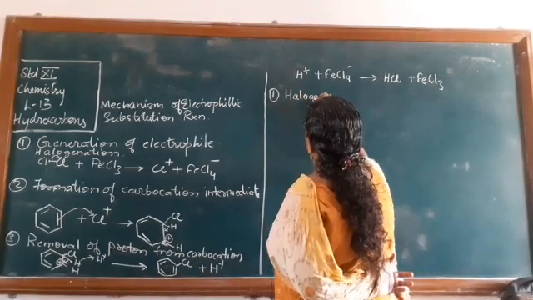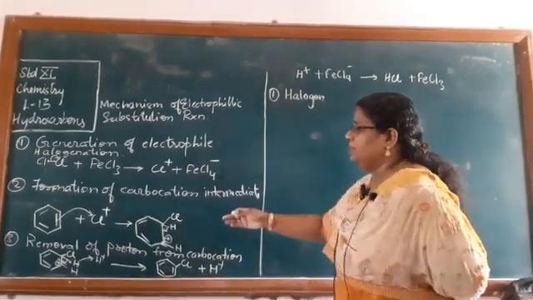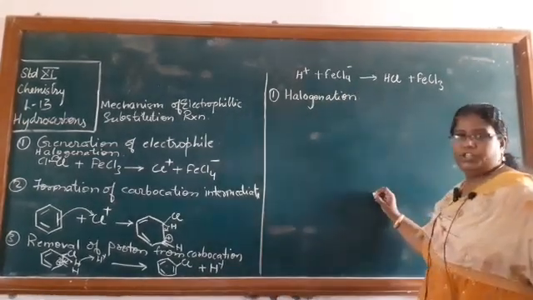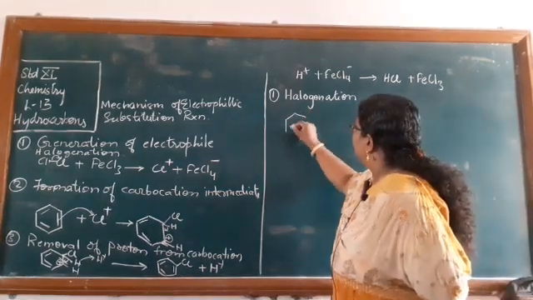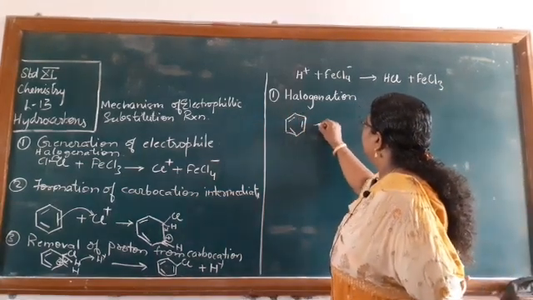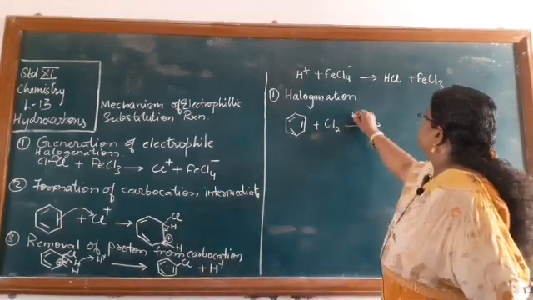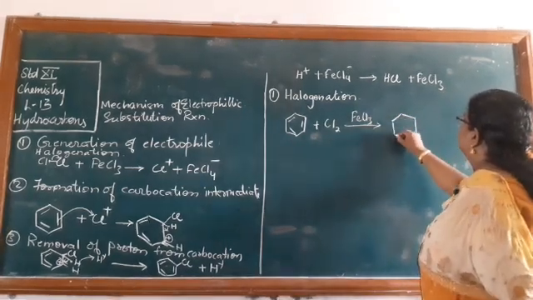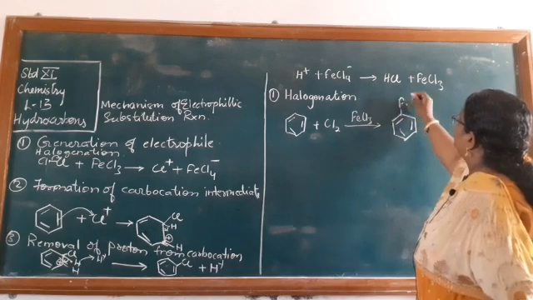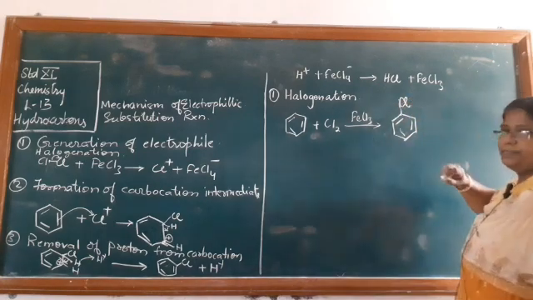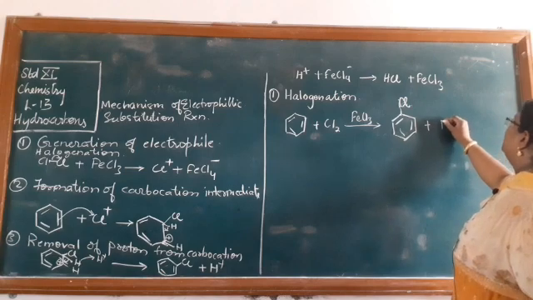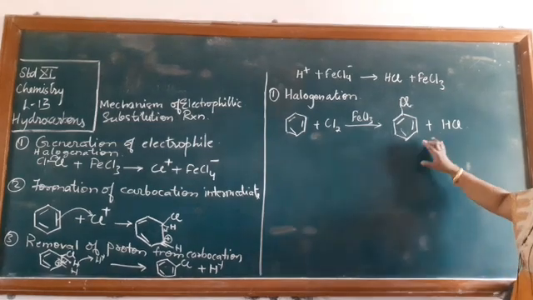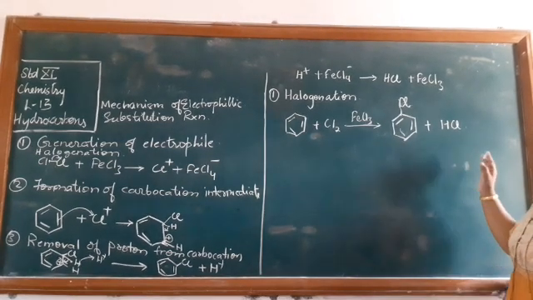Okay, halogenation is what we just discussed. We discussed this step by step. So we will write only the reaction now. Halogenation reaction. What is happening? Benzene ring plus Cl2 in presence of FeCl3 will have the product as Cl getting substituted there, plus HCl. FeCl3 is the catalyst, it will remain as it is.